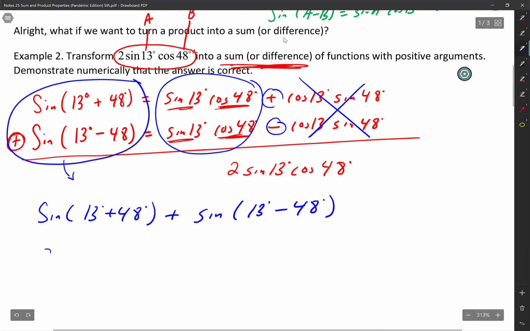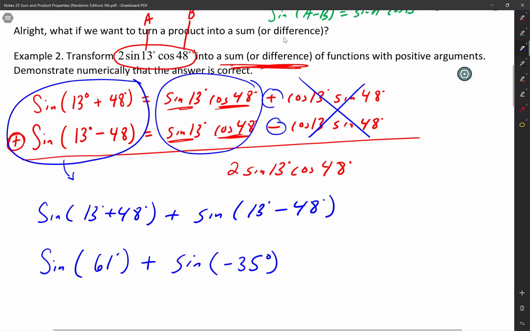All right. Let's add them up. 13 plus 48, 58 plus 9, 61 degrees. Plus 13 minus 48, that's a negative number. Sine of negative 35 degrees. It does. This is actually correct. You can leave it alone right here.